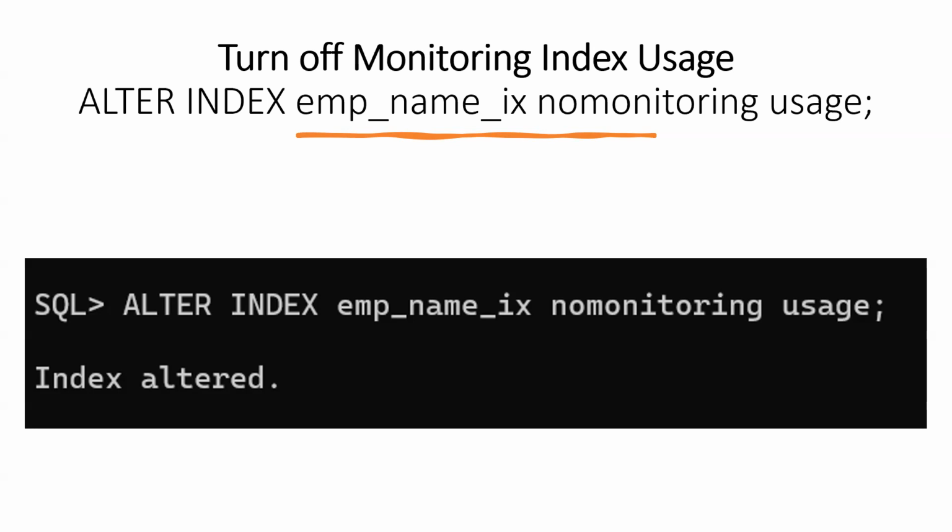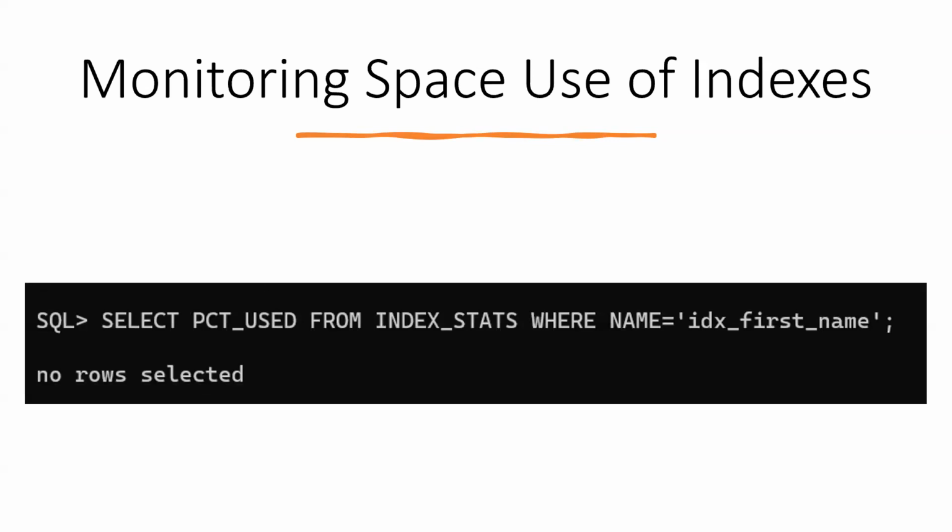How do we do that? We say alter index, with the name of the index on which you want to set no monitoring. Here we use emp_name_ix, and then we say no monitoring usage, and you see the index is altered.